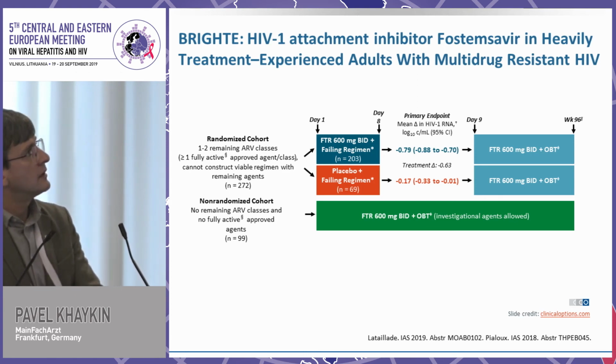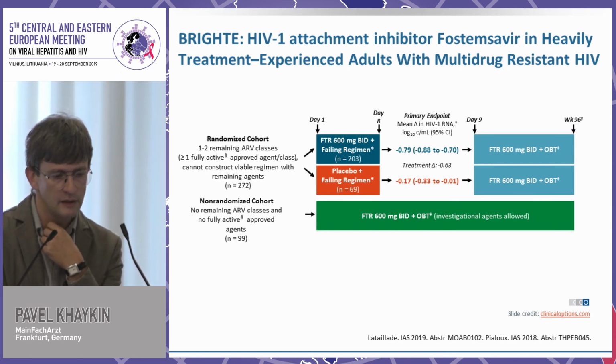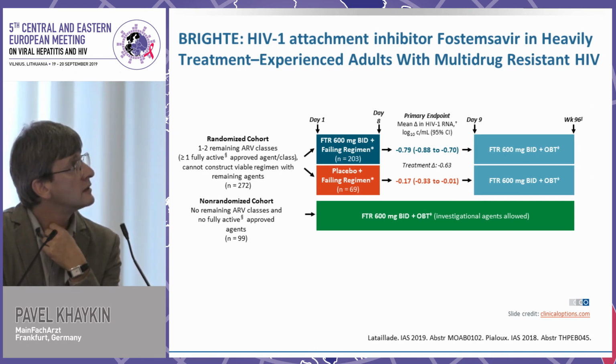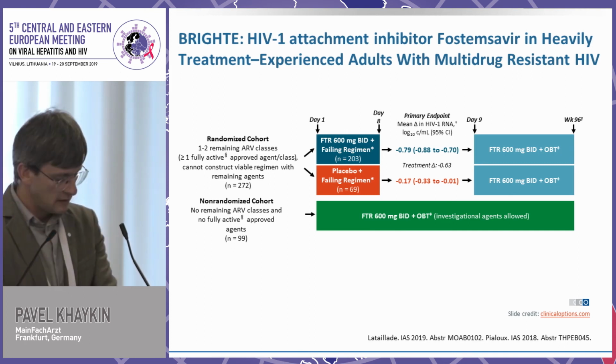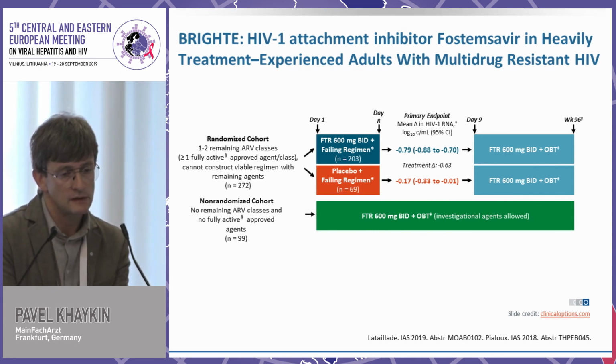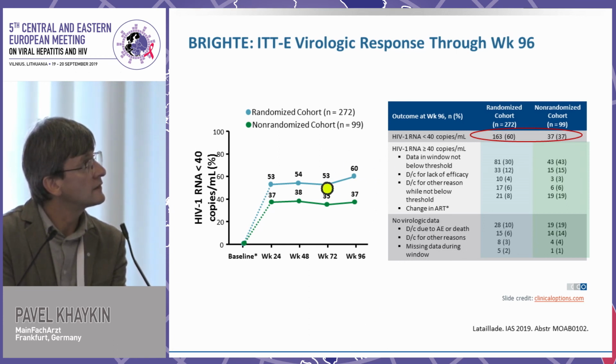Another new compound is the HIV attachment inhibitor fostemsavir, presented with data from the BRIGHT trial. Here you also see heavily pretreated patients with multi-resistant viruses, in a randomized and a non-randomized cohort. The non-randomized cohort means there is absolutely no remaining ART option for these patients, and they were treated with fostemsavir. Even in the group of patients that have absolutely no other option, about 40% of patients are undetectable at week 96.